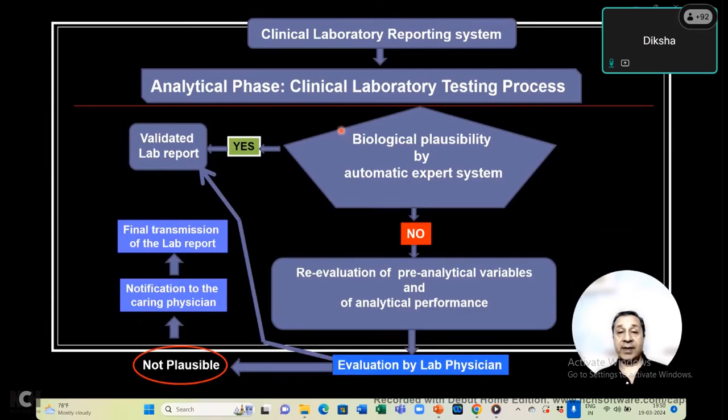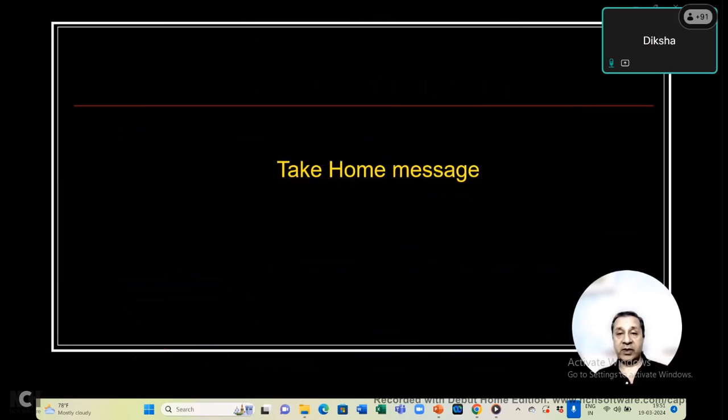So, classically, in a clinical laboratory reporting system, you have the analytical phase, which most of us are mainly interested in. You have a biological plausibility check by an automated expert system, which usually involves the middleware. If it is acceptable, then you will just validate the report immediately. However, if that's not acceptable, it'll go through the reevaluation process and maybe through alternate methodologies, or at times it may even go to the laboratory physician's desk and finally get to the release of reports by an automated system.